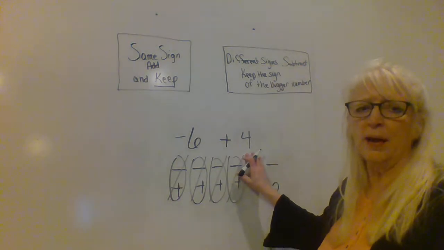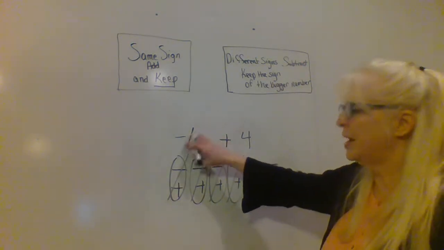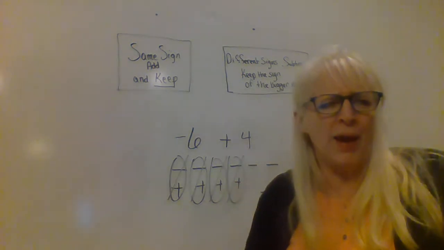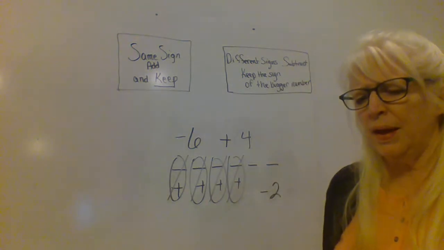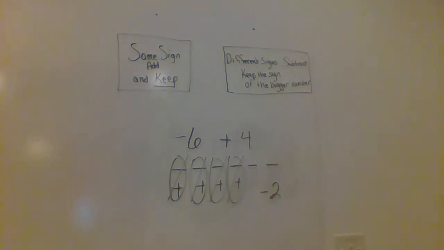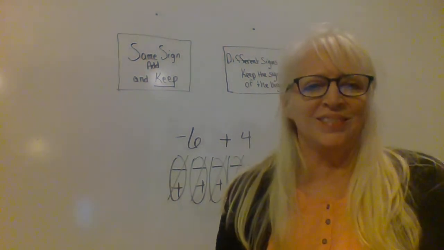Different sign subtract, which would be 2. Keep the sign of the bigger number, which is -2. So I've seen this method a couple of times. It's okay, maybe just start out with it if you're having trouble, but I really prefer the rule card. So let me know how you do with that. Thanks.